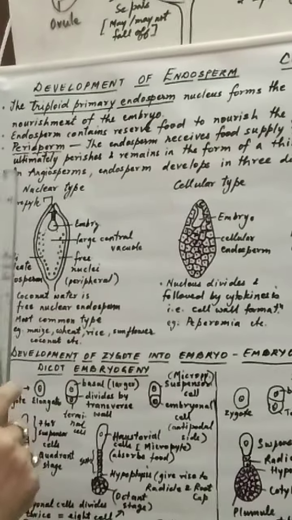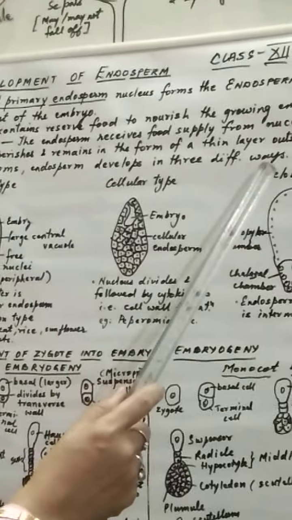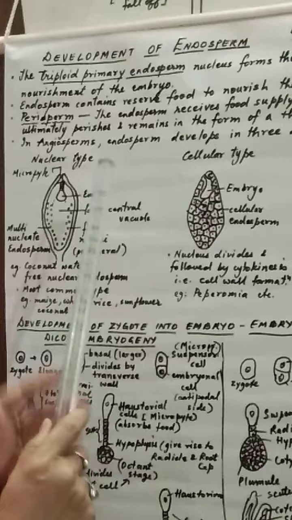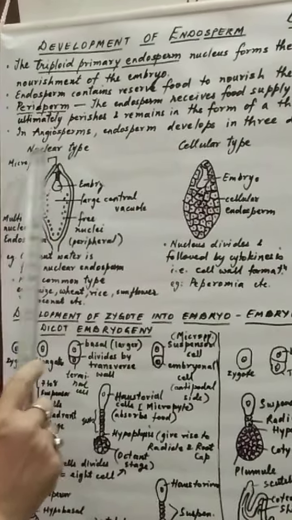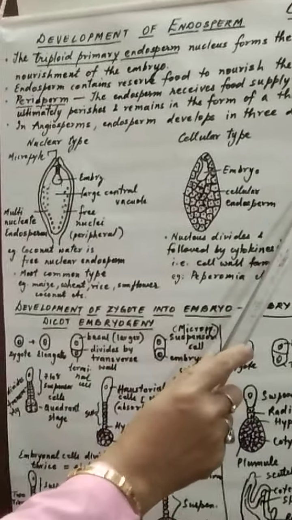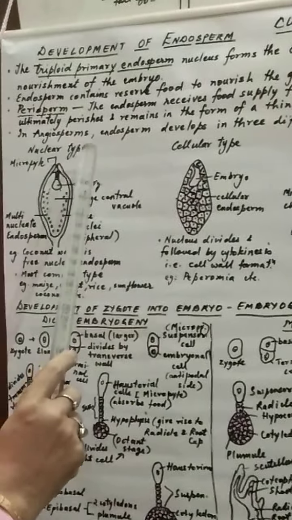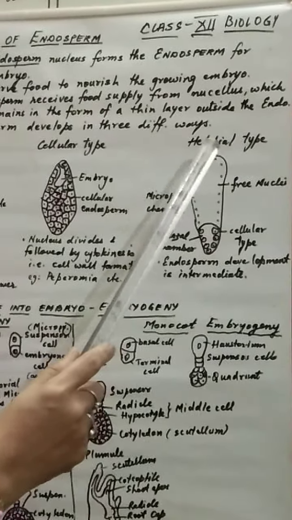Dear students, in angiosperms, endosperm develops in 3 different ways. This is an important question. In the board exam, it has been asked many a times. So here there are 3 types of endosperm: nuclear type endosperm, cellular type, and halobial type.